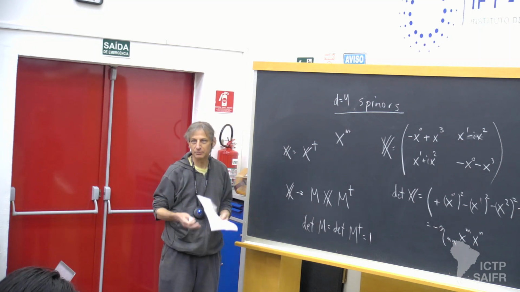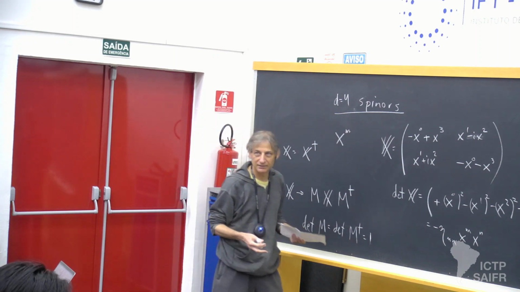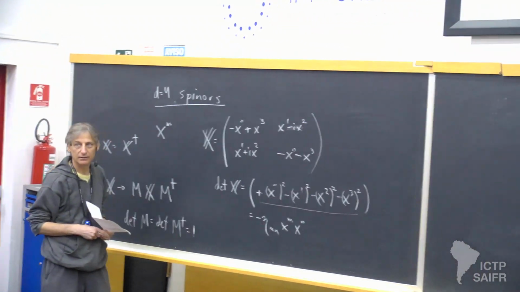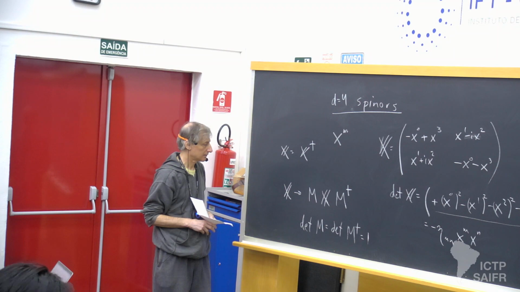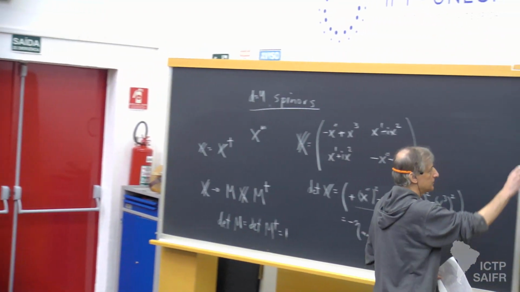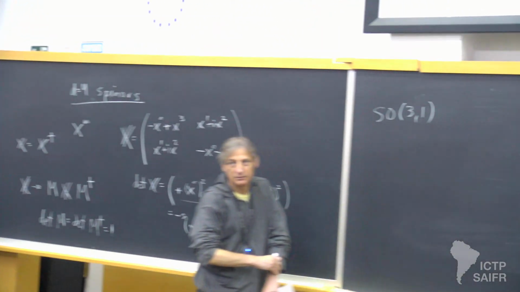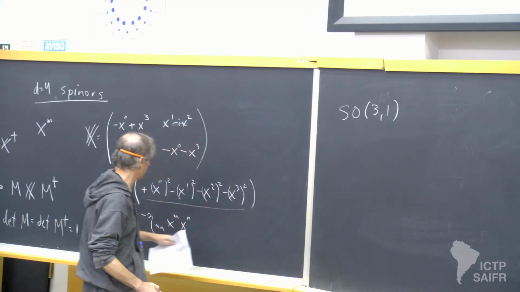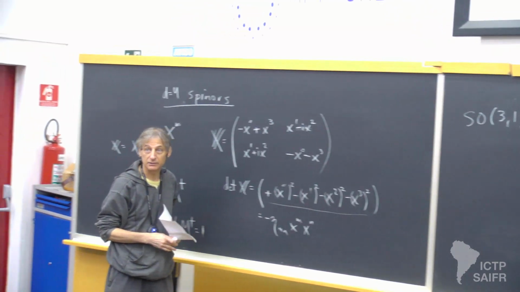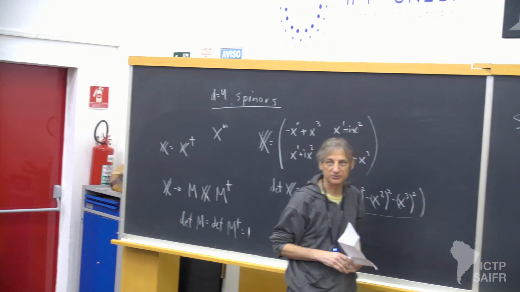I don't know how you learned about Lorentz transformations, but in all the textbooks I know, the Lorentz transformation is defined as linear transformations of X which preserve this. Okay, so these M's, normally you define the Lorentz group as being SO(3,1), right? The 3 is because there are 3 minus signs here and 1 plus sign. That's why it's 3,1. If they were all plus signs, you would call it SO(4), not SO(3,1).